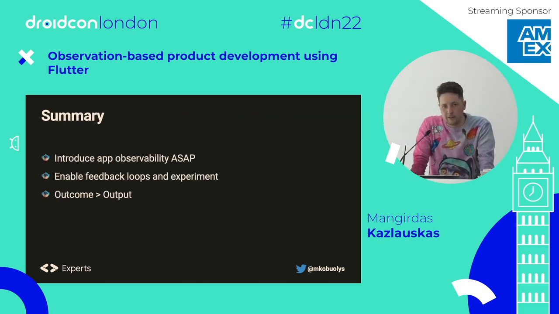And the summary of today's presentation, what I would like you to take away, is that the app observability techniques introduced in this presentation should be implemented as soon as possible. Most of them are free, so I don't see a reason why you shouldn't do that. Also, enable feedback loops and experiments, so always ask for feedback from your users, because they are using the app and they know best how it feels for them. And also prefer outcomes over outputs, meaning provide value to the users and create apps that are beneficial to the users and will be used by a lot of people.